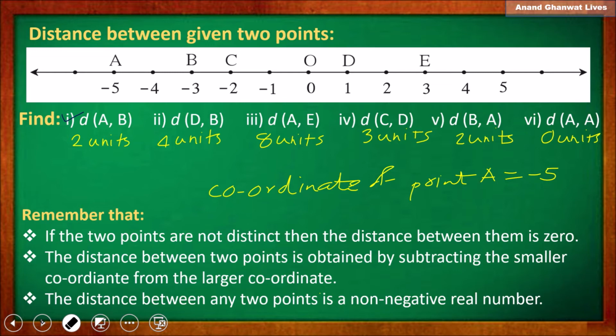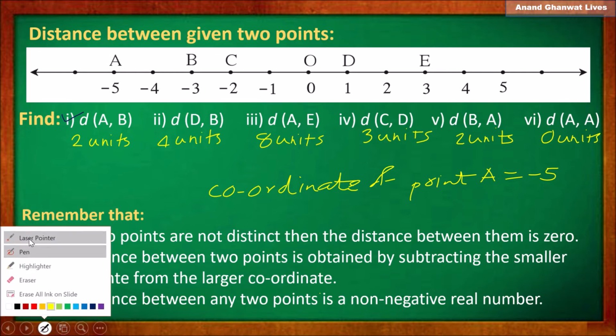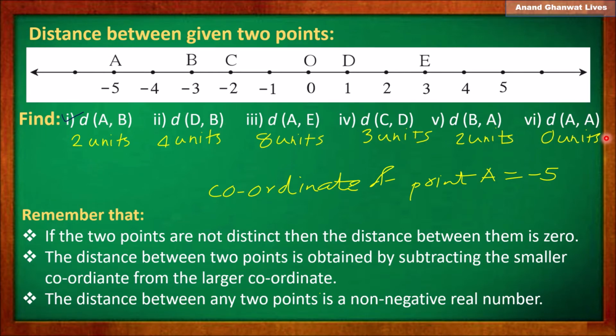Look at the distances calculated. Distance between point A comma B, 2 units. Distance between point D comma B, 4 units. Distance between point A comma E is 8 units. Distance between point C comma D is 3 units. Distance between point B comma A, 2 units. And distance between point A comma A is 0 units. So anywhere in the above example, is the distance negative? No. So the distance between any 2 points is always a non-negative real number. Okay.